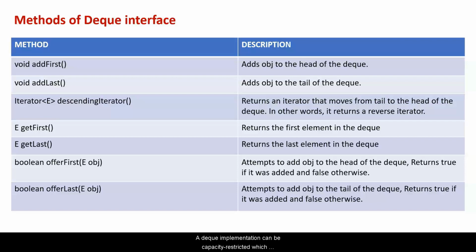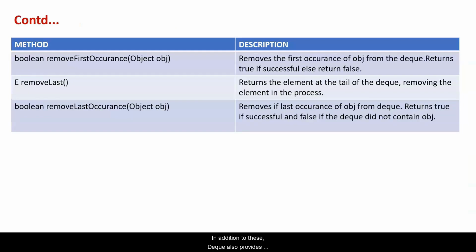A Deque implementation can be capacity restricted, which means that only a limited number of elements can be added to the Deque. When this is the case, an attempt to add an element to the Deque can fail. Deque allows you to handle such a failure in two ways. First, methods such as addFirst and addLast throw an IllegalStateException if a capacity restricted deque is full. Second, methods such as offerFirst and offerLast return false if the element cannot be added. In addition to these, Deque also provides removeFirstOccurrence, removeLastOccurrence, and removeLast methods.